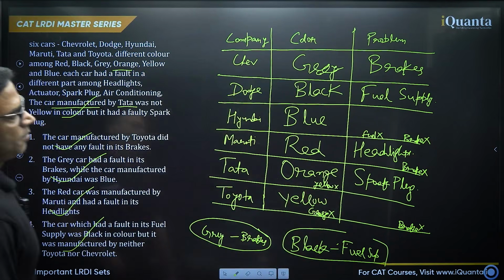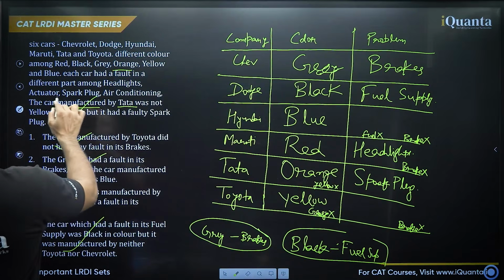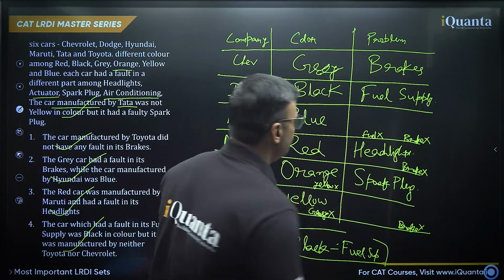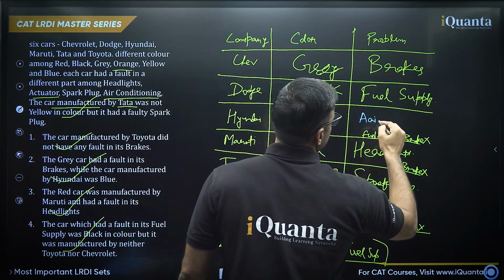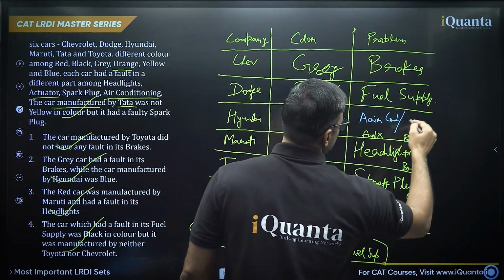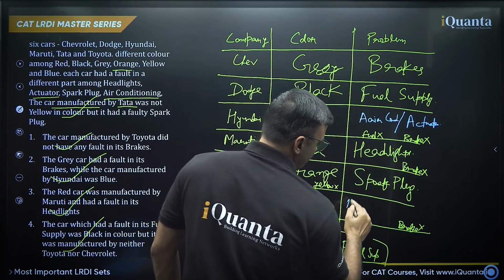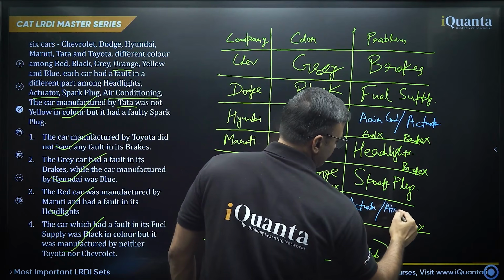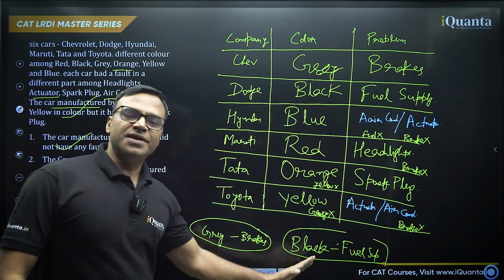Is there any other problem that is left? You see, gray brakes is already done. Black fuel supply is already done. So we are left with actuator and air conditioning. That is not very clear, so I'll write it in a different color. We have air conditioning / actuator. If I have air conditioning here, I'll have actuator here, and if I have actuator here, then I'll have air conditioning here. There is no information about that. We have used all the information, so this is the maximum that we could resolve in this particular case.